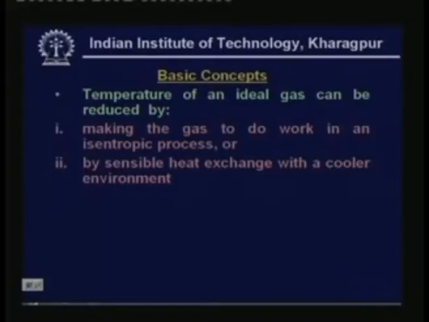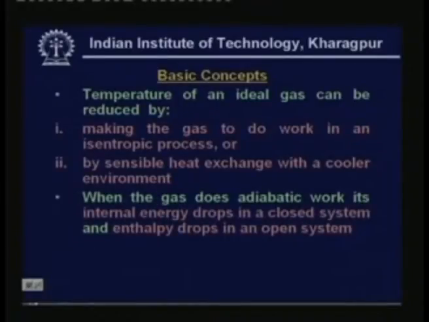If the gas is doing work in an isentropic process, obviously its enthalpy or internal energy reduces. As a result, its temperature also reduces. The second way of reducing its temperature is by exchanging heat with a cooler medium. In the cycles that we are going to discuss in this lecture, we will be mainly relying on the isentropic process for reducing the temperature.